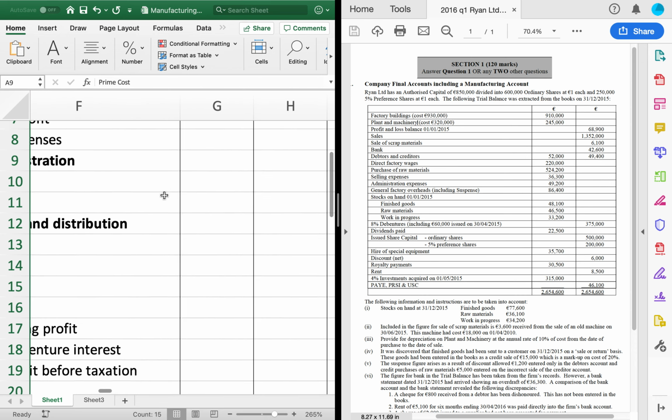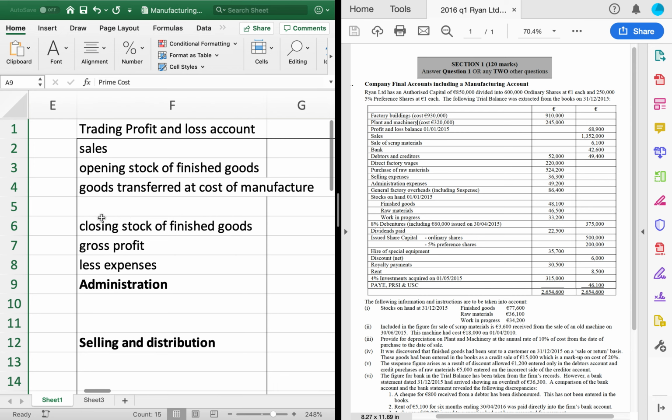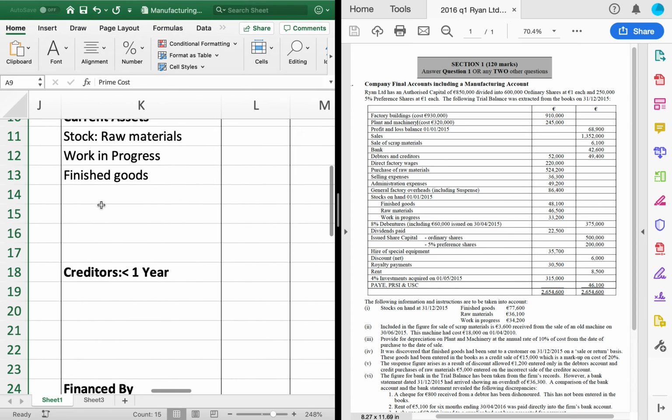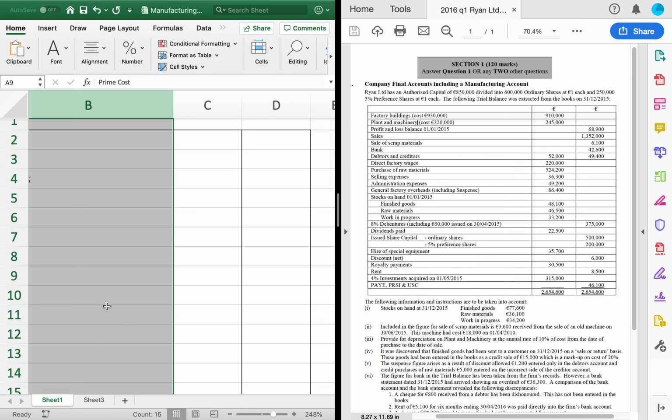Your trading profit and loss account then is the same, a little bit shorter. We're just looking at finished goods there, but apart from that it's the same. You just have to remember that there is taxation involved. And then your balance sheet is the same. Okay, your general balance sheet. I'll work primarily on the workings, and then we'll just slot them in at the end.